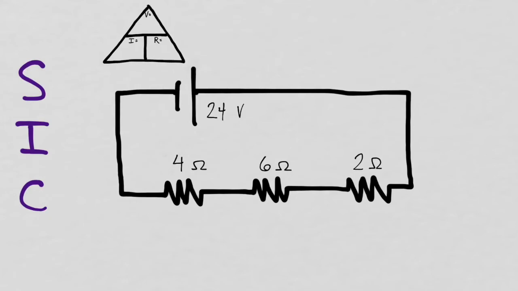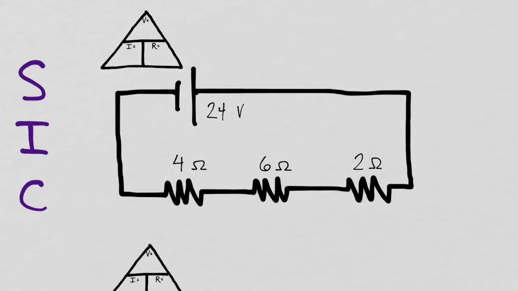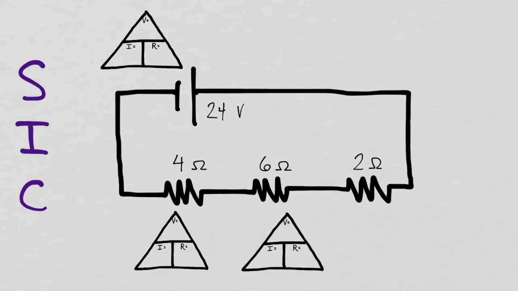So here I have my Ohm's law triangle for the battery, and then I'll put one for each resistor. I can put in the values that I know. For the battery, for example, I know that we have a voltage of 24 volts. And for each resistor, I can put in the resistance values as seen in the picture. So in a series circuit, current is constant.